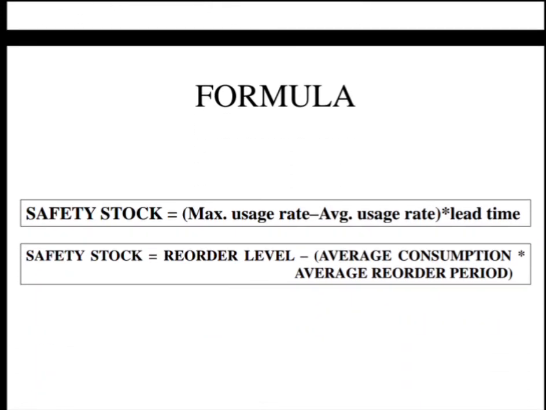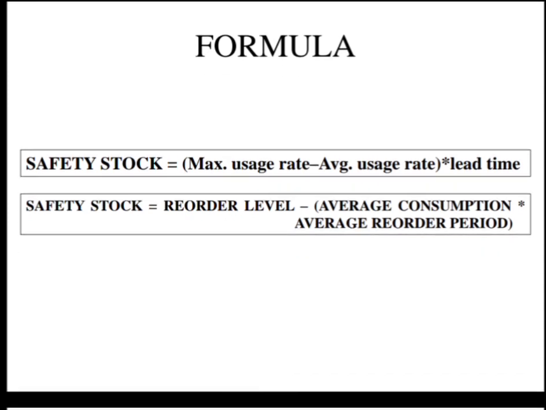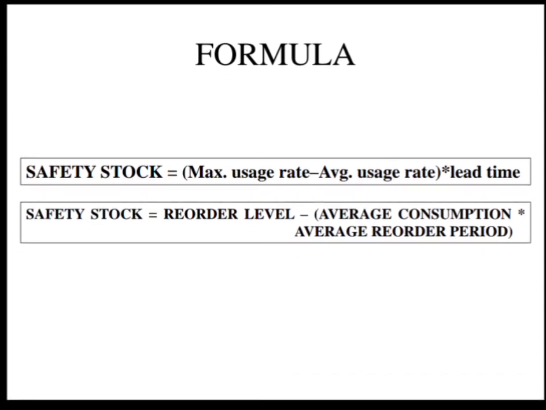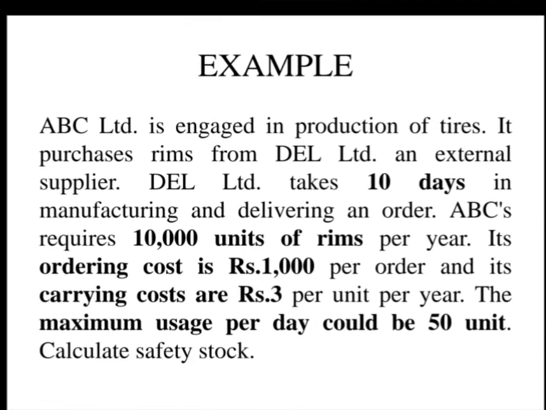So what is the formula of this safety stock? Safety stock is equal to maximum usage rate minus average usage rate, into the lead time. Okay, and another equation is reorder level minus average consumption into average reorder period. So this is safety stock. There may be problems in which you have to identify the safety stock, and other information will be given. So we will see what the reorder level is, all those things we will be learning. So you have to remember the formula.